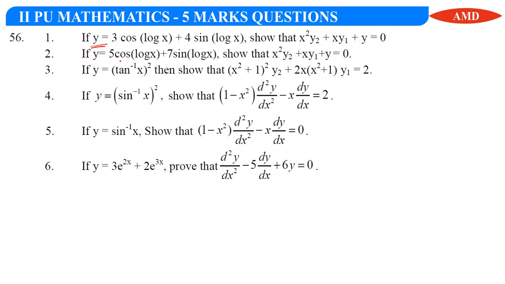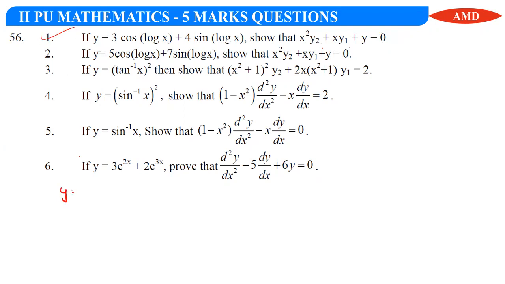So a lot of students, what they do is first find out y dash, then y double dash, then they substitute here. Y double dash is substituted here, y dash will be substituted here. Then they simplify and show that it is equal to 0. So that method is correct, and it can be done in this particular question. But in the other questions also it can be done, but I would suggest you go for another method, which I'll show you here for the first question.